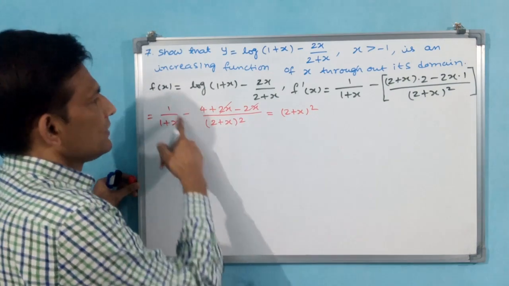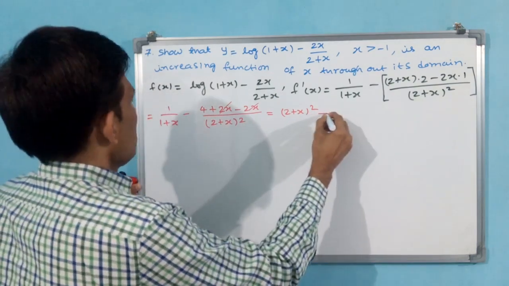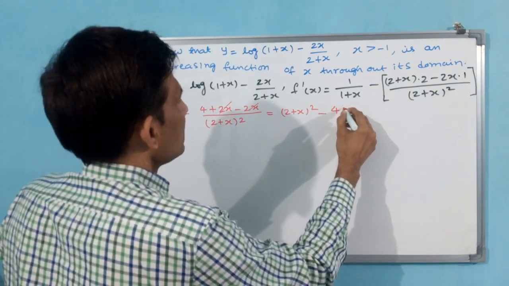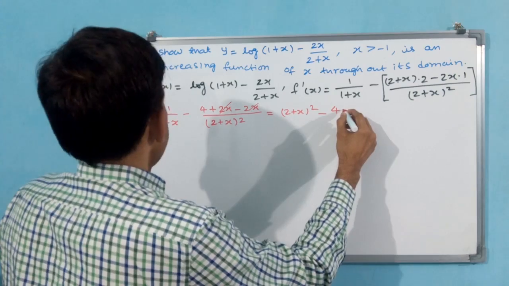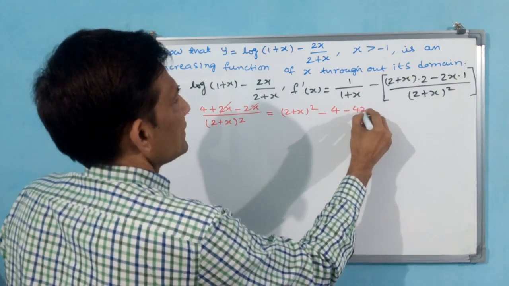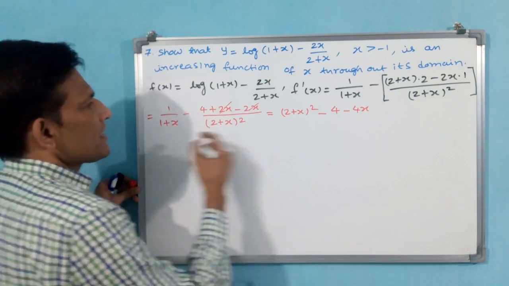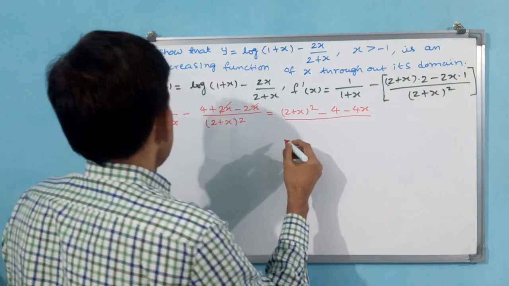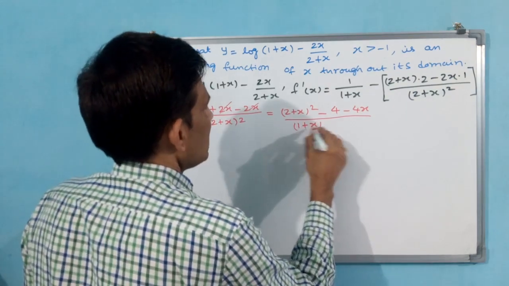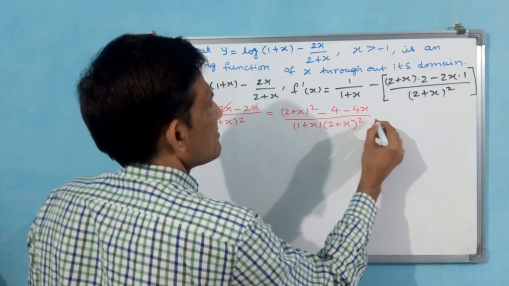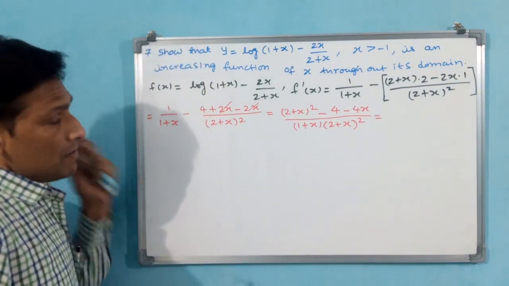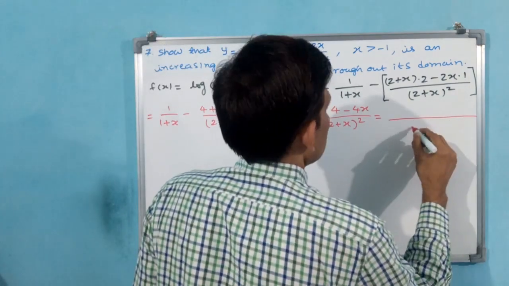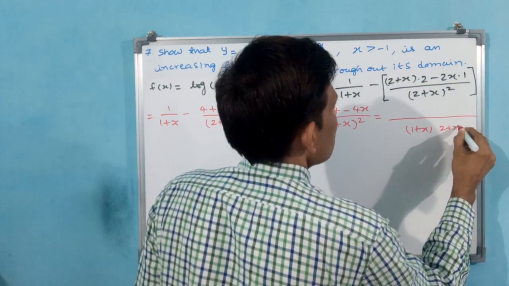Cross multiplication I am doing. 2 plus x whole square minus 4 into 1 plus x, that is 4 minus 4x. Is it okay? First you see, minus 4 minus 4x, divided by. Okay, this you keep like this only. 1 plus x into 2 plus x whole square. Denominator keep like this only, 1 plus x, 2 plus x whole square.